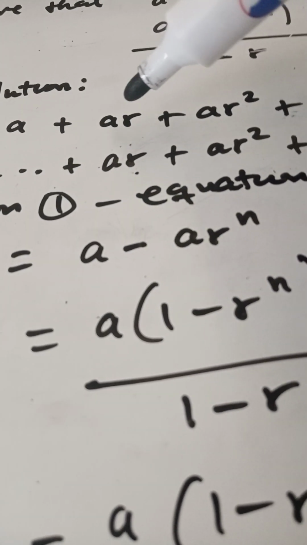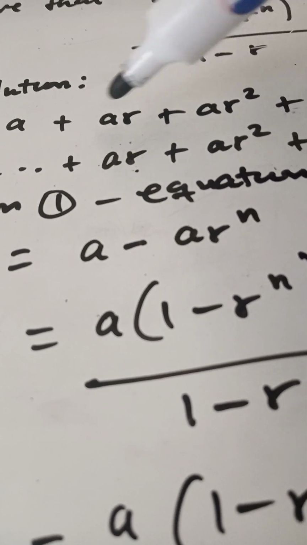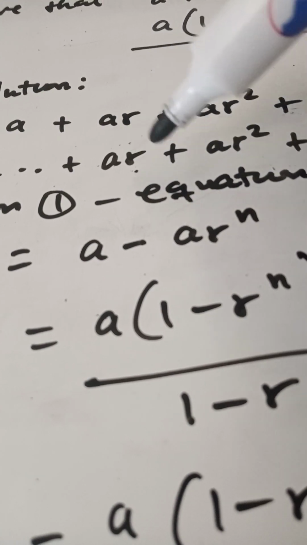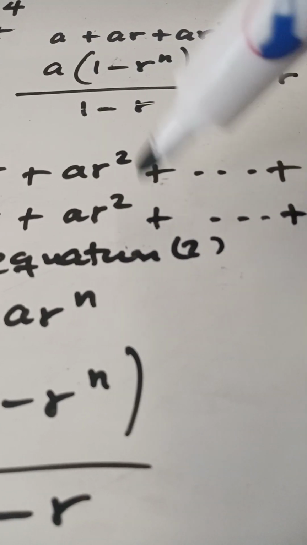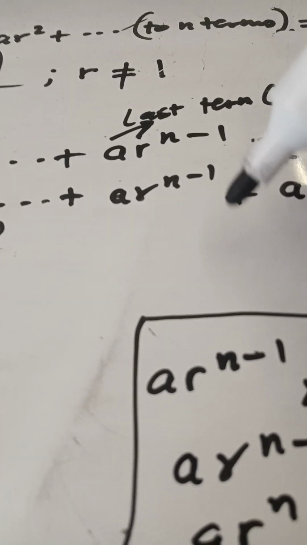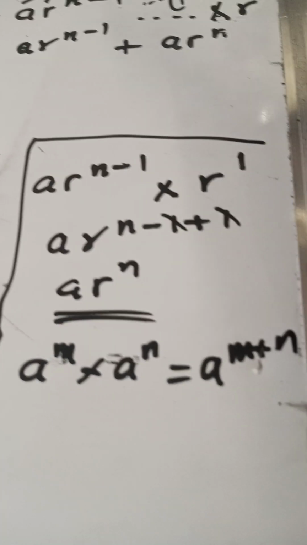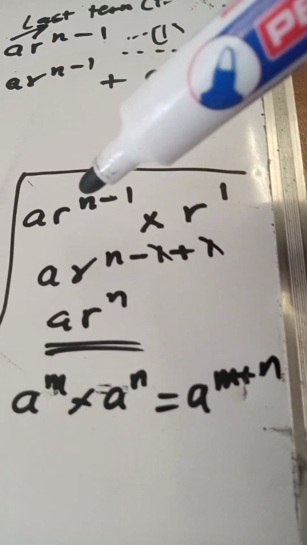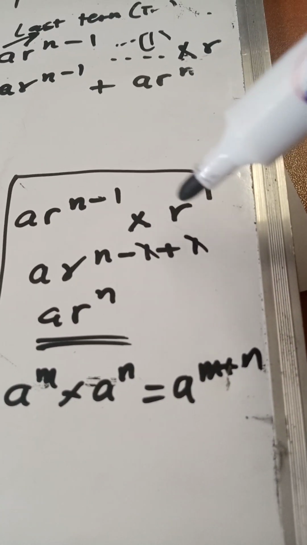Now the second term, which is ar, you multiply it by r. r times r will give you r squared, so it gives you ar squared. You come and put it under this ar squared. You put your plus, and then you bring the last term again. Then the last term now must be multiplied by r according to this instruction. So when you take it and multiply by r, this is what we get: ar to the power n minus 1 times r.